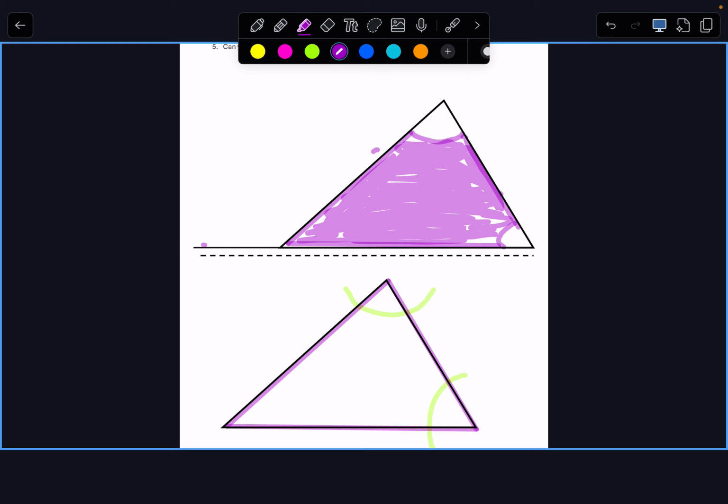Okay, this is what I'm seeing. I am seeing people take those angles and somehow, some way, they fit perfectly right here. Wow. That's crazy.